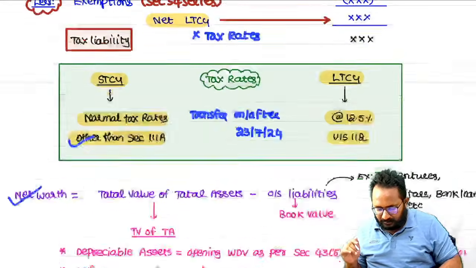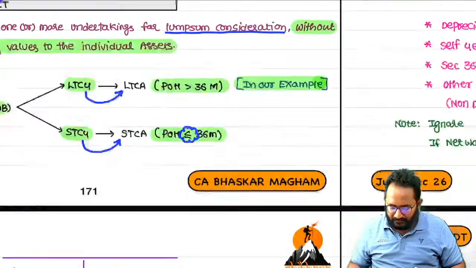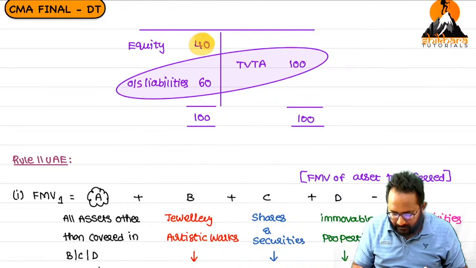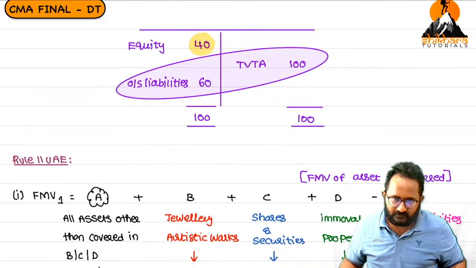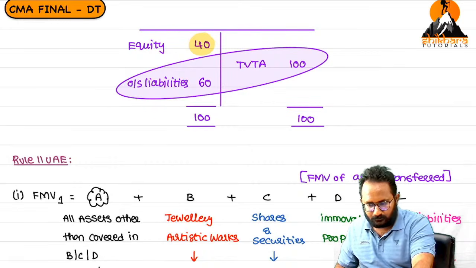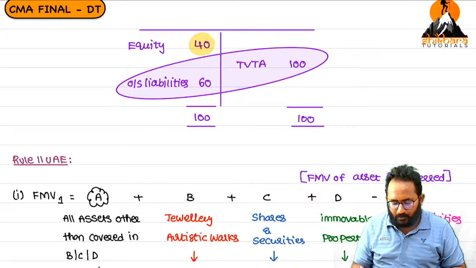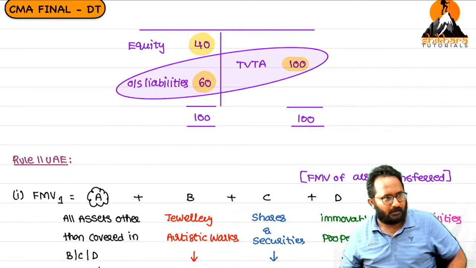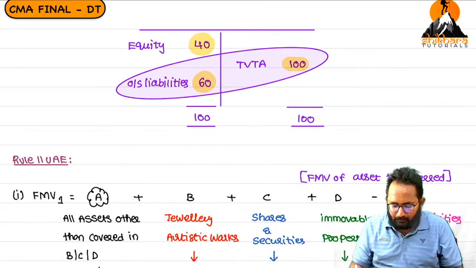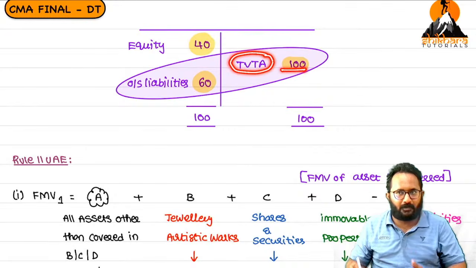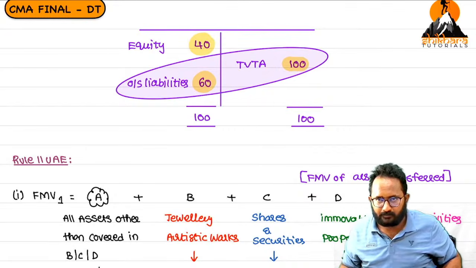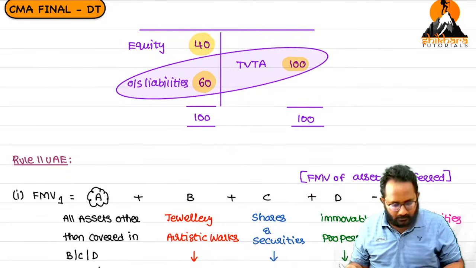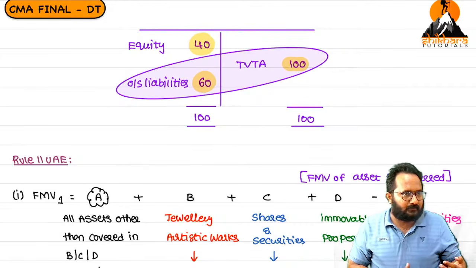Tell me, net worth means, I will tell you in an easy way. Insiders' capital, that means equity, reserves and surplus: value 40. Next, outside liabilities: 60. Total assets value: 100. So net worth means the total value of total assets minus outside liabilities. Then you will get net worth. Simply, can I call net worth owner funds, right?